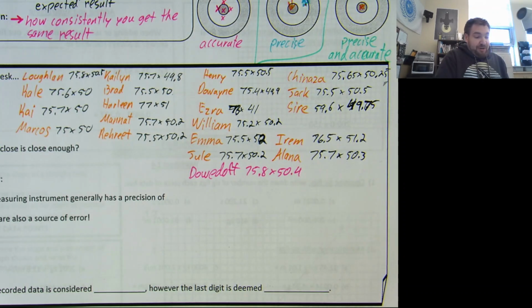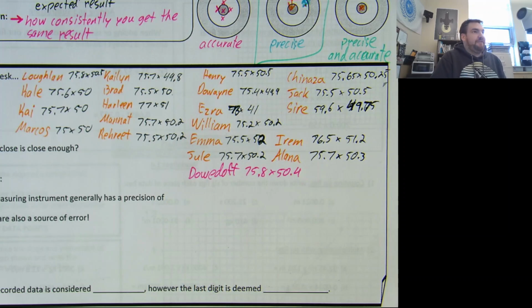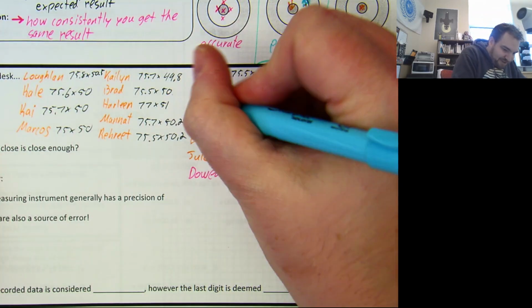Not all of you were exactly the same, so the question is, how close is close enough? If we start to look at these values, are there any that you would rule out as being not close enough? What does your gut tell you? Which ones? We don't like Ezra's values. Ezra would say that Ezra wasn't close enough.